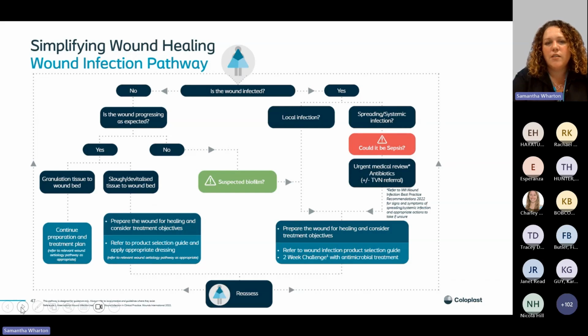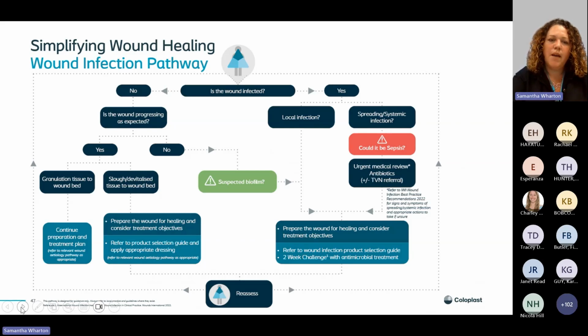And we are looking at the question, is the wound infected? If there's no signs of infection, we go across to the left-hand side of this pathway. So is the wound progressing as you would expect? If it is, yes, and there's granulation tissue to the wound bed, just continue preparation and the treatment plan as it is. If the wound is progressing as expected, but there's still slough and devitalized tissue to that wound bed, prepare the wound for healing using your wound cleansing and debridement. And then you would refer to the product selection guide and apply your appropriate dressing.